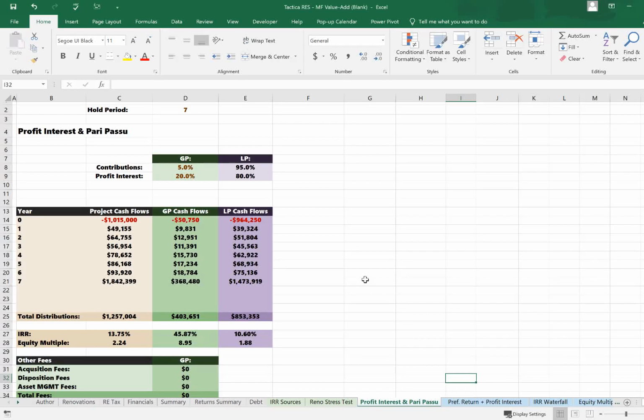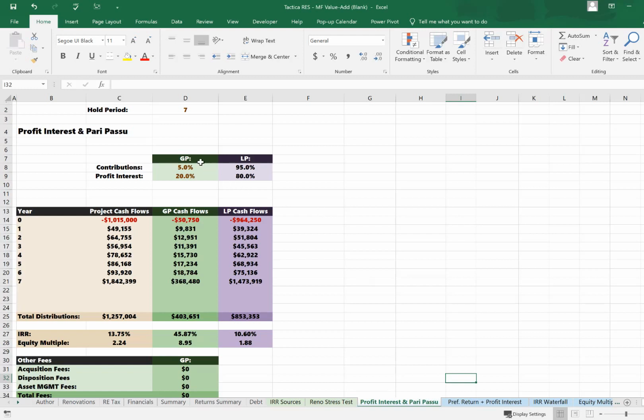So I have 4 different partnership models. Well, really 5. This first one we're looking at here is 2 built in 1. This is where you can play with the split between the sponsor and the limited partners and the profit interest and see how it affects your cash flows, your returns, and also your limited partners' cash flow and returns.